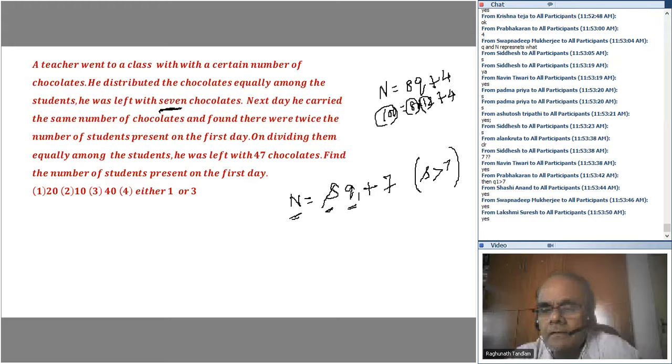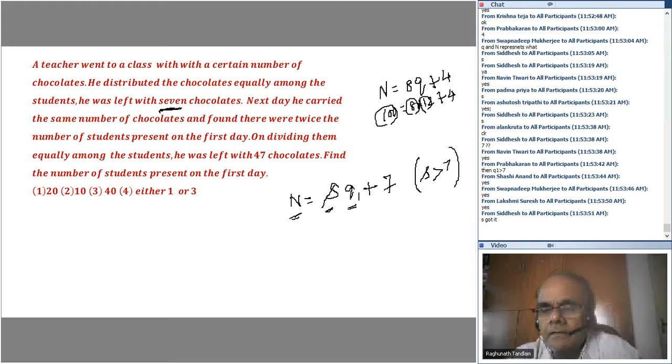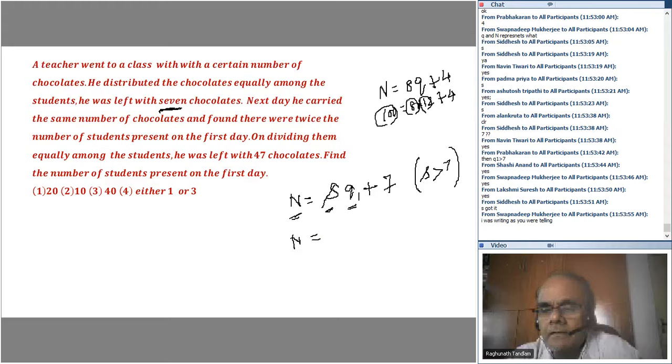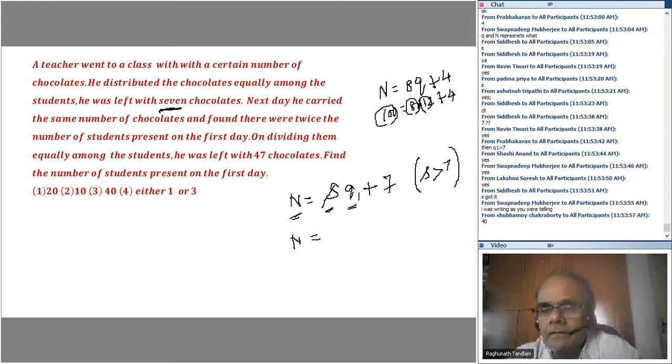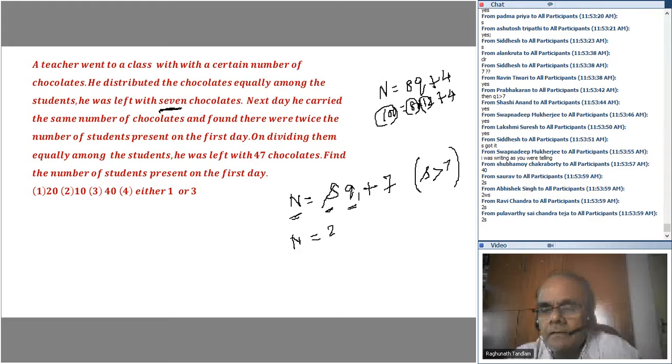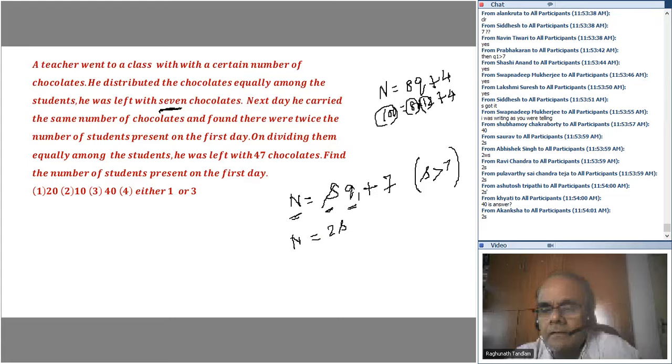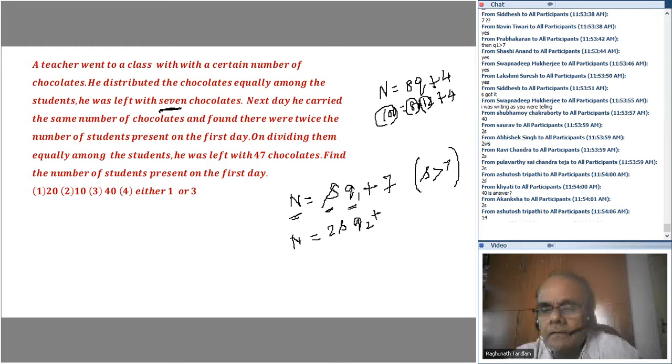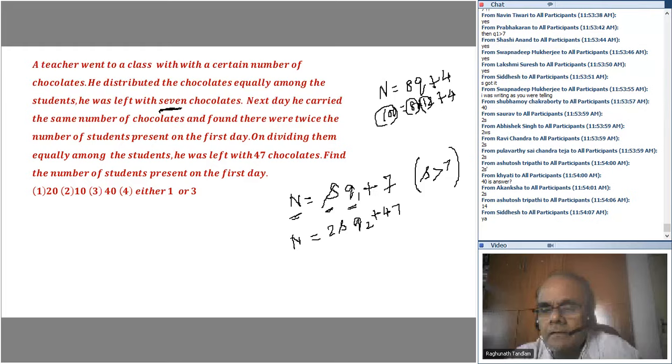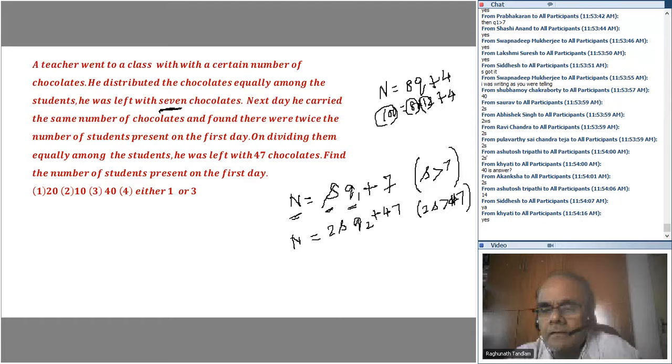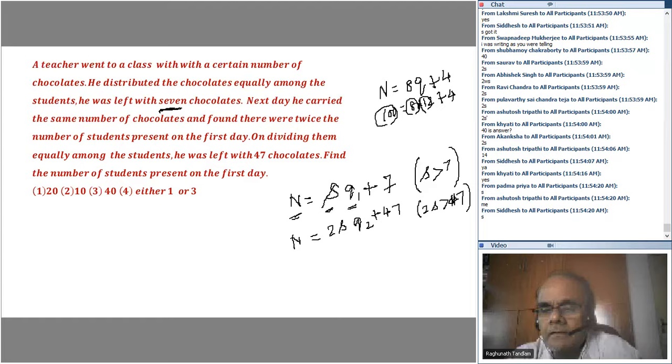The next day he carries the same number of chocolates. That N is the same. How many students were present? S was present, or 2S was present? 2S was present. Each one gets Q2 chocolates and he is left with 47 chocolates. From that, 2S should be greater than 47. How many are clear? 2S should be greater than 47.